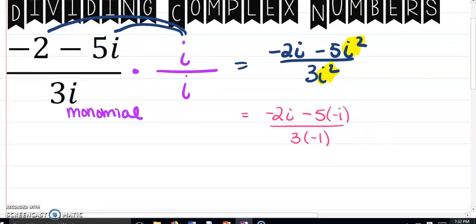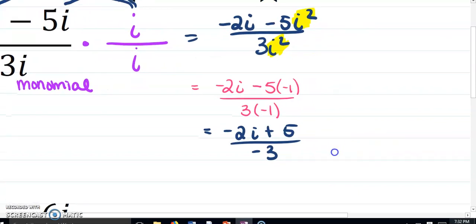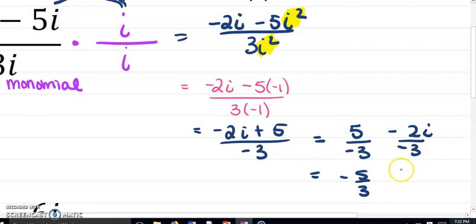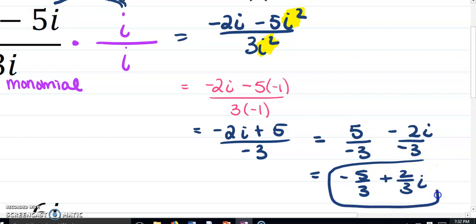This is going to simplify. Negative 5 and negative 1 makes positive 5, and on the bottom, we have negative 3. The proper way to write this is first to have the real number come first and then the imaginary number, so it should be 5 first and then negative 2i. But then to also divide these both by negative 3 separately, the first fraction stays as negative 5/3, and then the second one, the negative and the negative, turns into a positive 2/3 i. And that's the a plus bi standard form of a complex number.